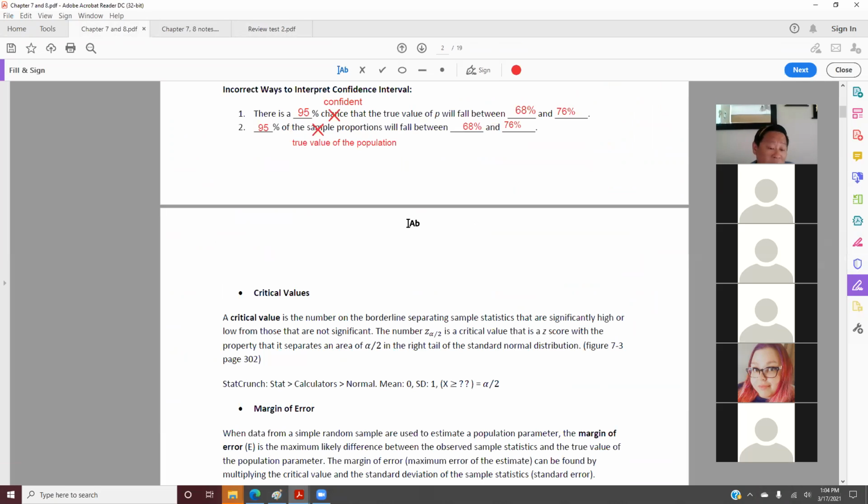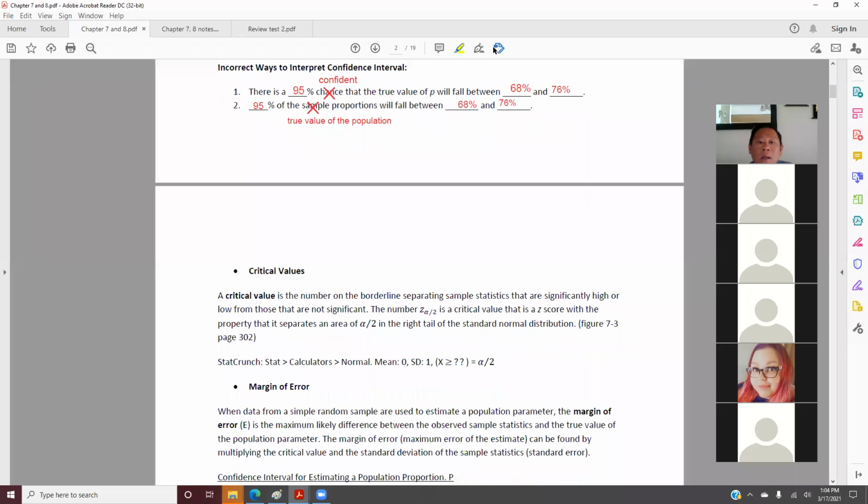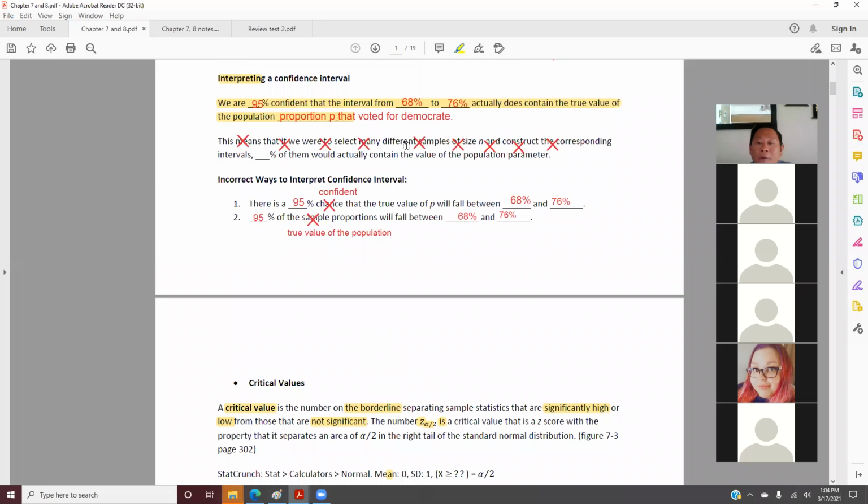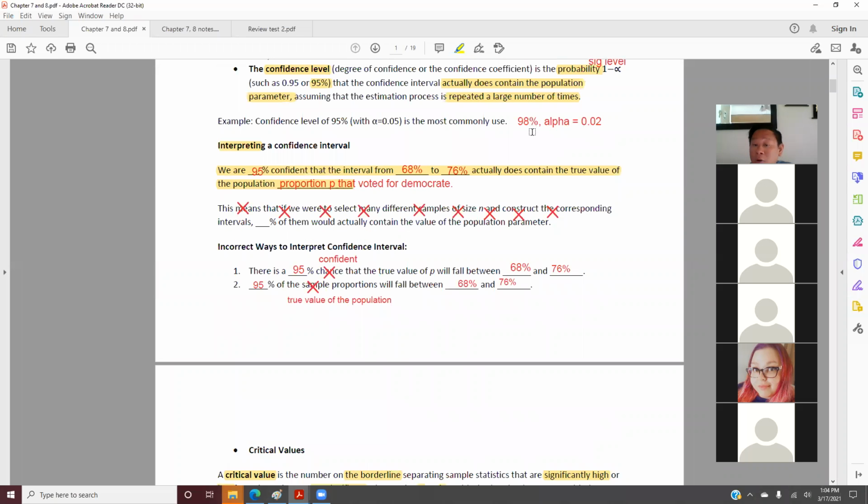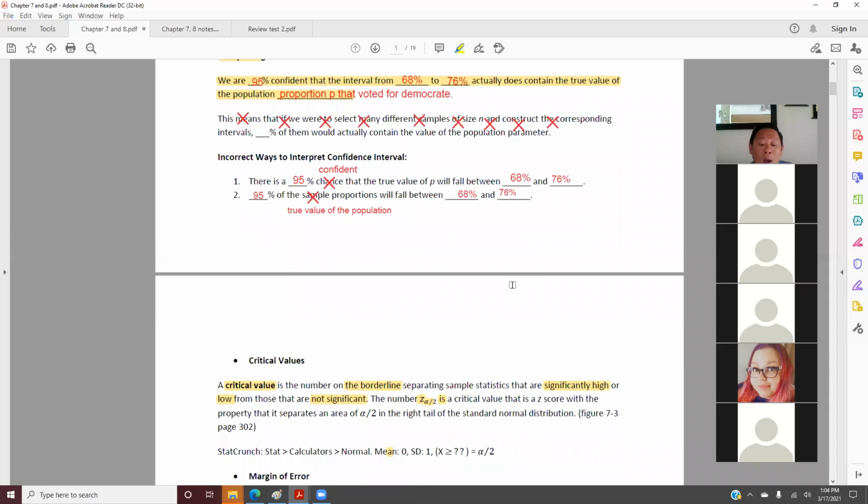Now, the next thing we talk about is critical value. What is a critical value? A critical value is a borderline that separates significantly high, significantly low, and not significant. We use Z alpha over 2, okay? And again, what is alpha? Alpha is the opposite of your confidence level. So if I have 95%, alpha is 5%. If it's 98%, alpha is 2%.